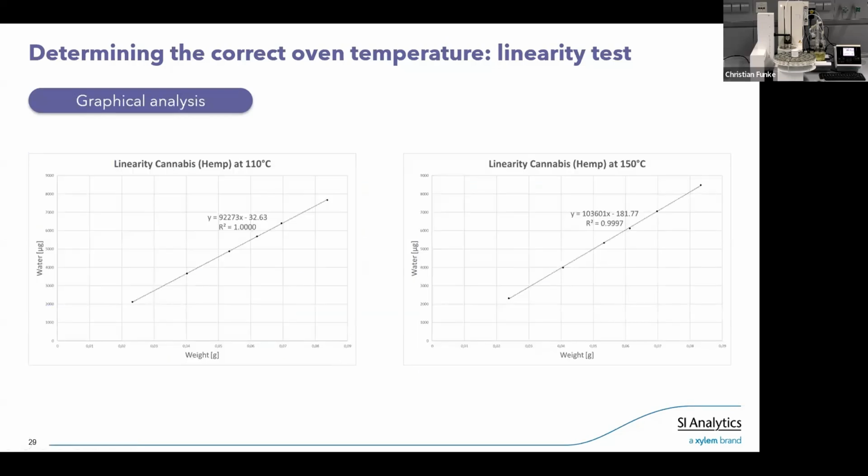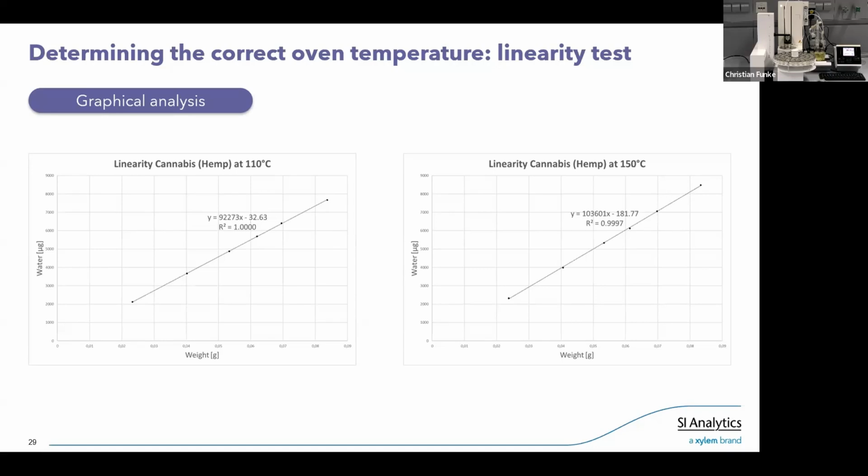Then we made a graphical analysis. We plotted the water content against the weight. And what we can see here are 2 points. The first point is the correlation factor between the measurements. You can see in one case that we get a correlation factor of 1, and in the other case, at 150 degrees, very, very close to 1. So this is perfect in both cases.